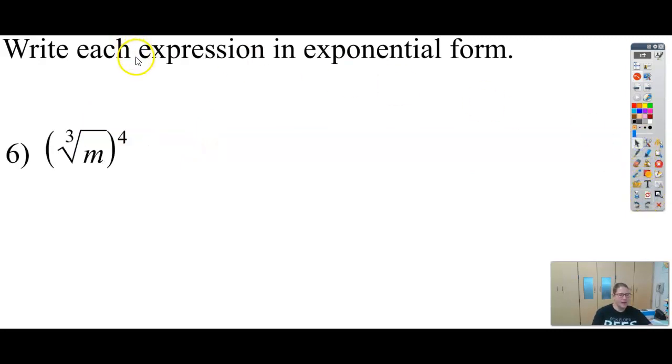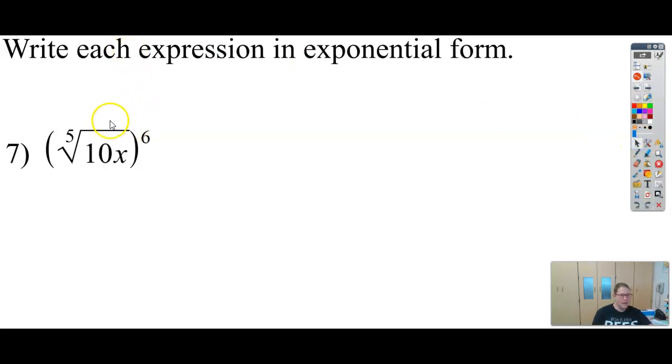All right, let's try another one. So here we have m underneath. We've got 3 and a 4. So remember, power on high and root down below. The root is always here in the v. So this would be m to the 4/3.